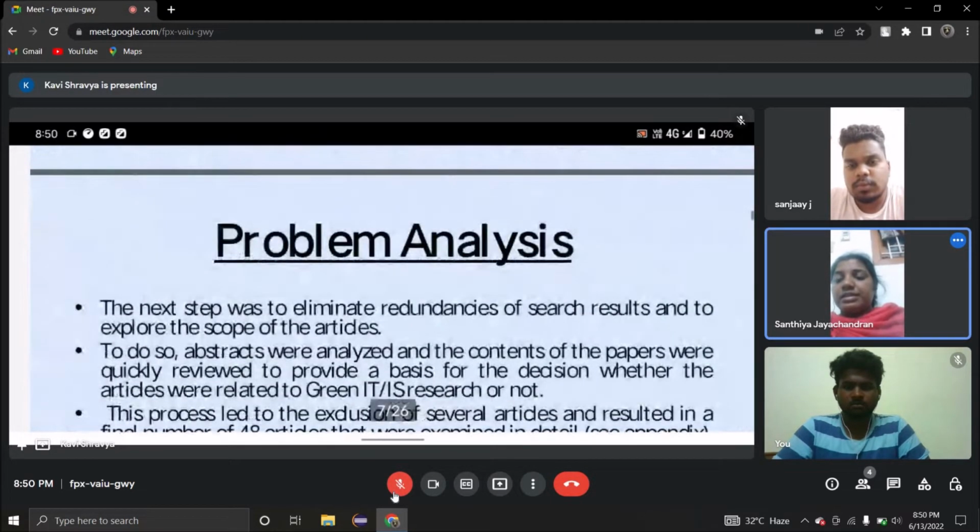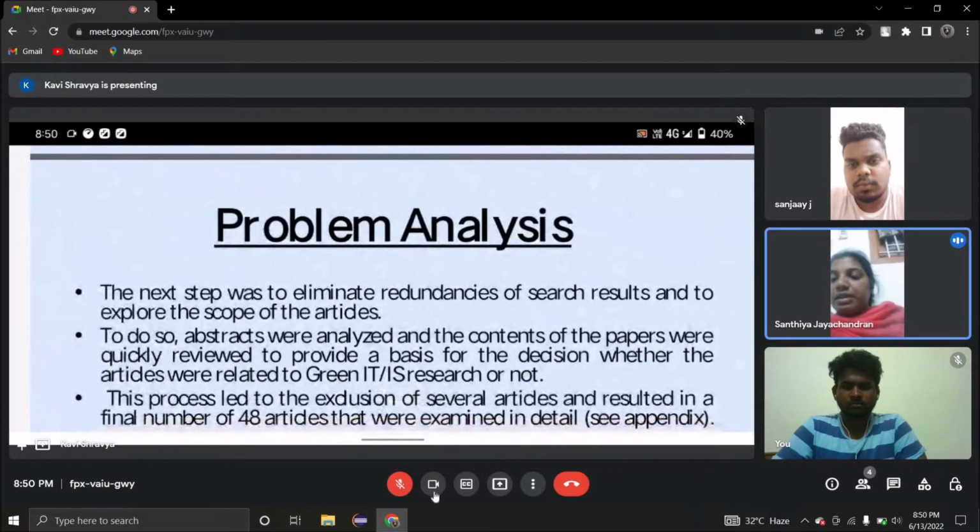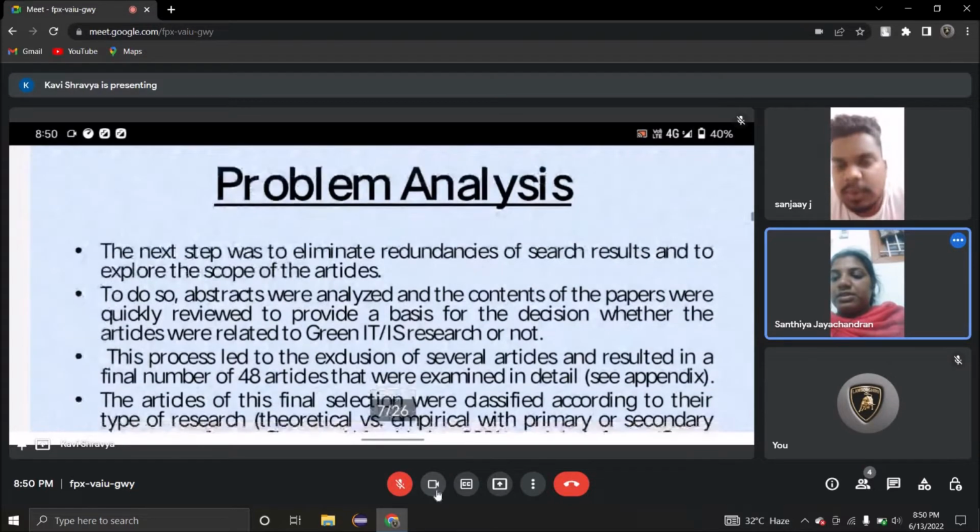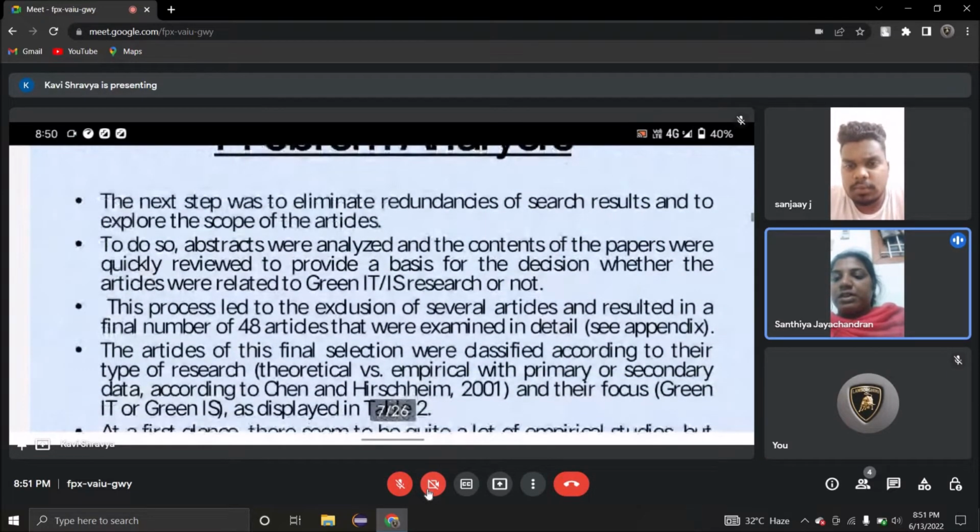Next slide, we have the problem analysis. The next step was to eliminate the redundancies of search results and to explore the scope of articles. To do so, abstracts were analyzed and the contents of the papers were quickly reviewed to provide a basis for the decision whether the articles are related to Green IT and Green IS research or not.